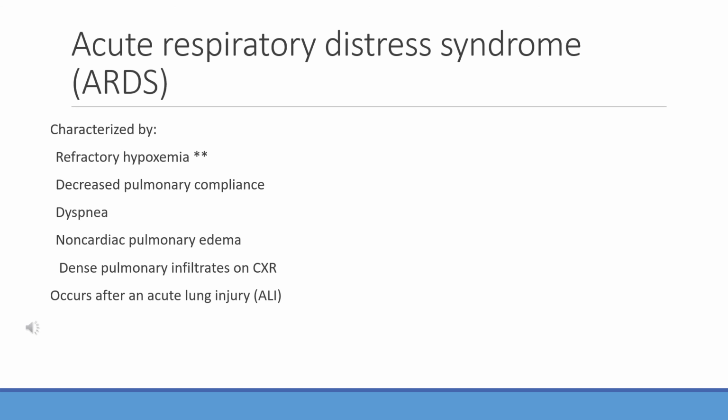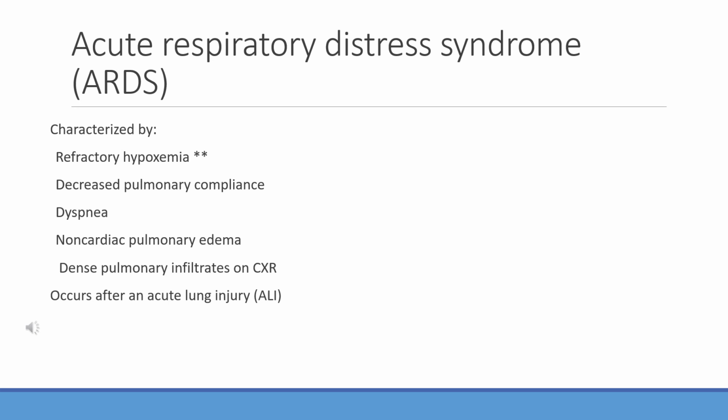One is what we call refractory hypoxemia. We know they're going to be hypoxic, but this is refractory hypoxemia, where there's a decrease of arterial oxygen despite the administration of oxygen at a high flow rate. Even when they're given 100% oxygen, that O2 saturation just does not come up. That is the one cardinal or hallmark sign of acute respiratory distress syndrome, or ARDS.